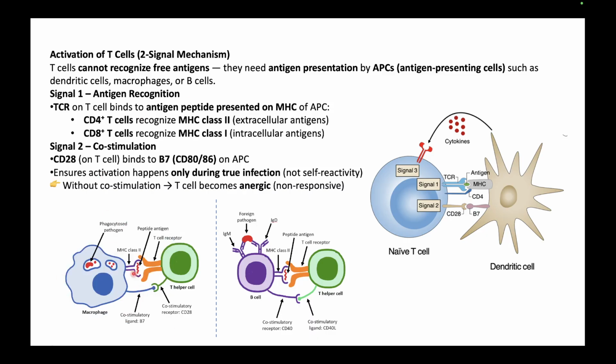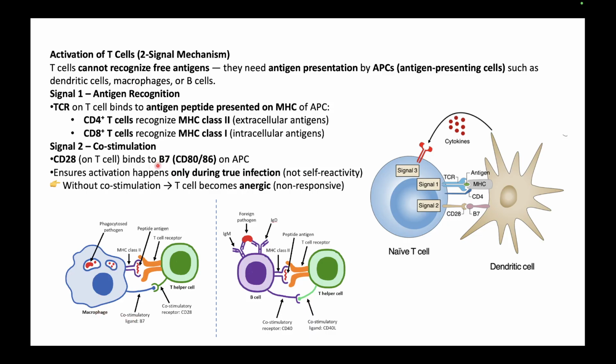So here you can see signal 1: the T cell interacting with the antigen being presented by an MHC molecule on the antigen presenting cell. Then the second signal is co-stimulation. There is this CD28 marker present on the T cell, and it can bind to B7 on the antigen presenting cell.